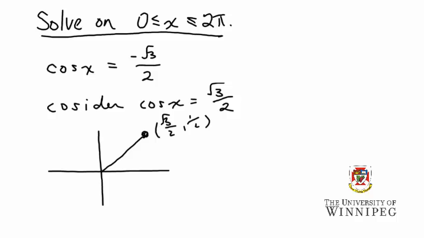So our first step is to consider a positive right-hand side. So I'm going to switch this to positive root 3 over 2 so that we're working inside of quadrant 1. So we need to find the point on the unit circle where our x-coordinate is the square root of 3 over 2. And this happens when our reference angle is pi by 6.